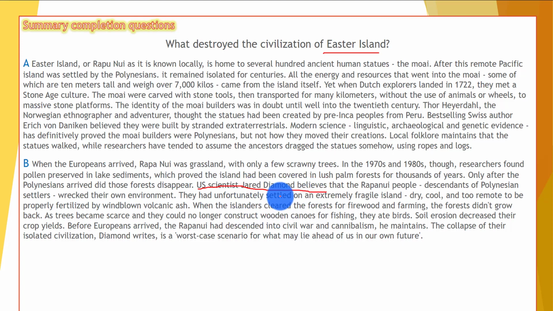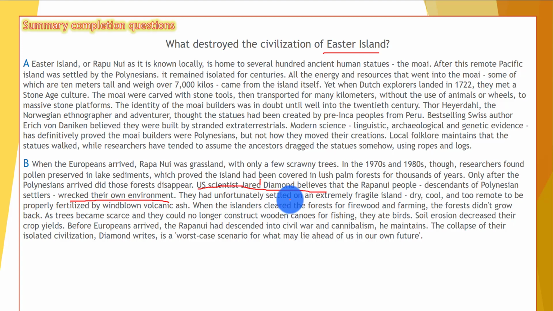And of course, because we've answered some questions related to this passage, it would be easy to find the names of scientists. But I just want to show you that you can even scan and find the relevant part of the text in order to answer the questions. Now let's read around this keyword carefully. Diamond believes that Rapa Nui people, descendants of Polynesian settlers, wrecked their own environment.